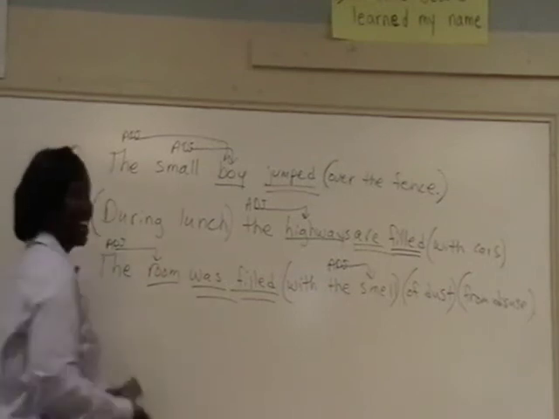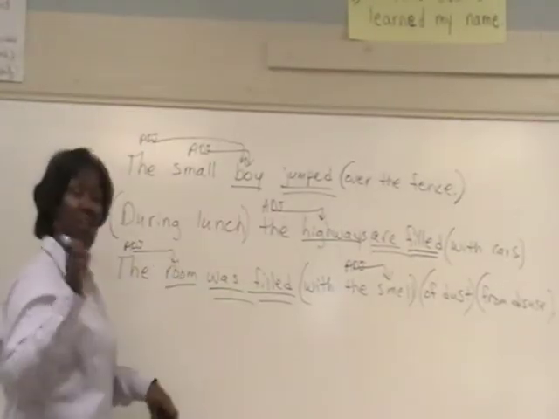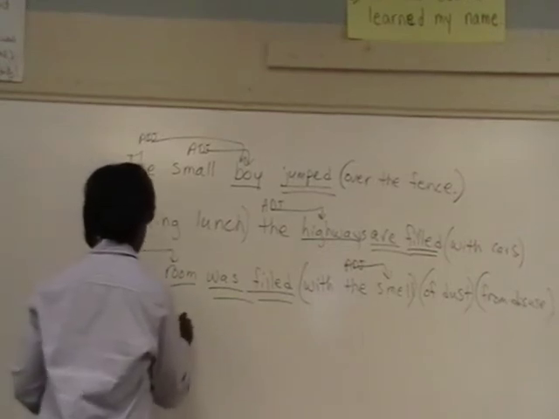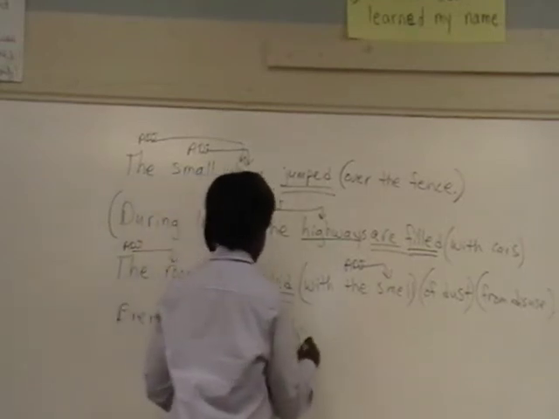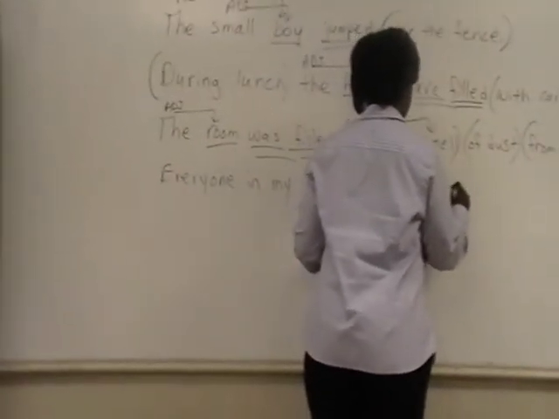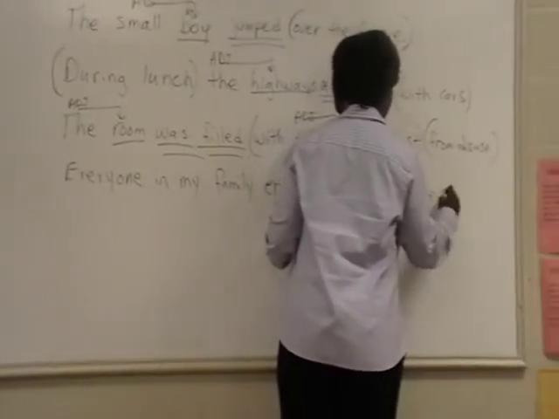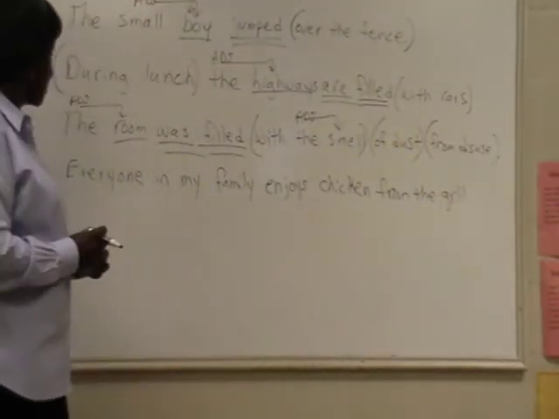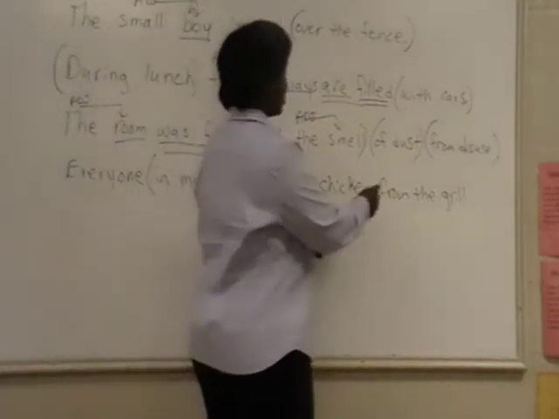Alright? The next sentence that we have is: Everyone in my family enjoys chicken from the grill. This is the first one that actually has direct objects. Everyone in my family enjoys chicken, if I spell it right, from the grill. Do you have any conjunctions? No, you do not. Do you have any prepositional phrases? You've got in my family. You've also got from the grill.